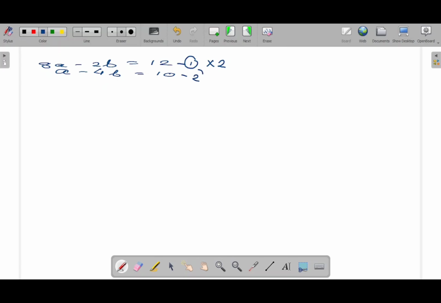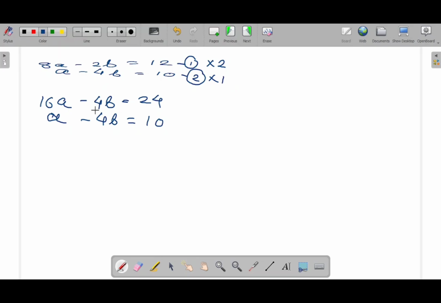And what do I multiply the second equation with? Nothing, means 1. So let me multiply. This 2 will be multiplied with the entire equation, will give me 16a minus 4b is equal to 24. And here, because I am not multiplying anything, I am getting a minus 4b is equal to 10. So first step is to make the coefficients equal.